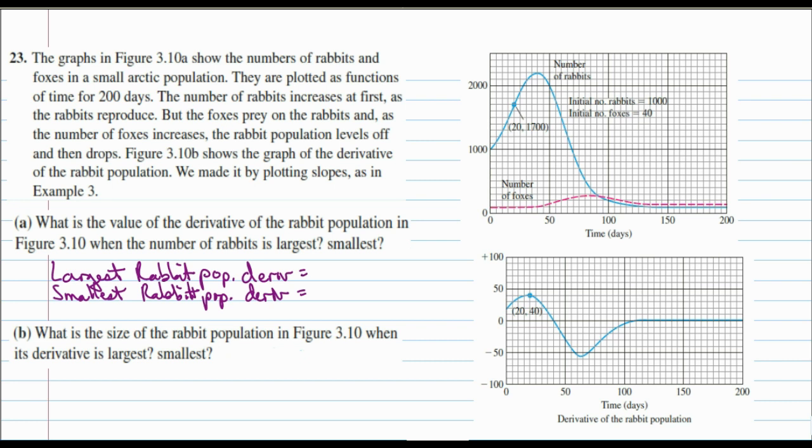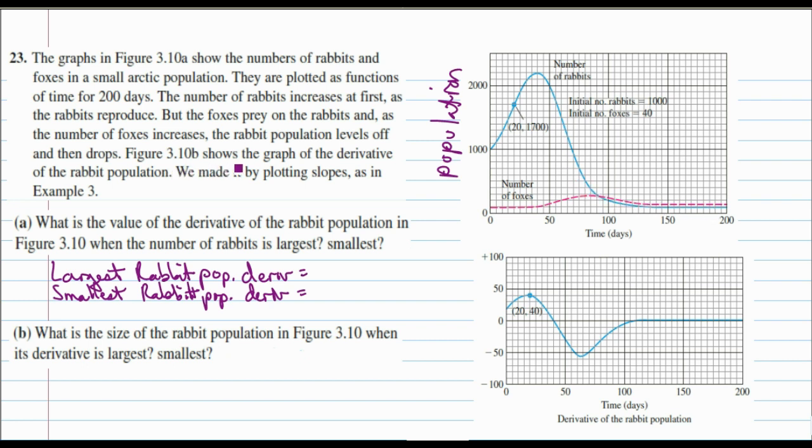The graphs in figure 3.10a show the number of rabbits and foxes in a small Arctic population. They're plotted as functions of time for 200 days. So here's your time in days. Here is your population. The number of rabbits increases at first as the rabbits reproduce, but the foxes prey on the rabbits, and as the number of foxes increases, the rabbit population levels off and then drops.